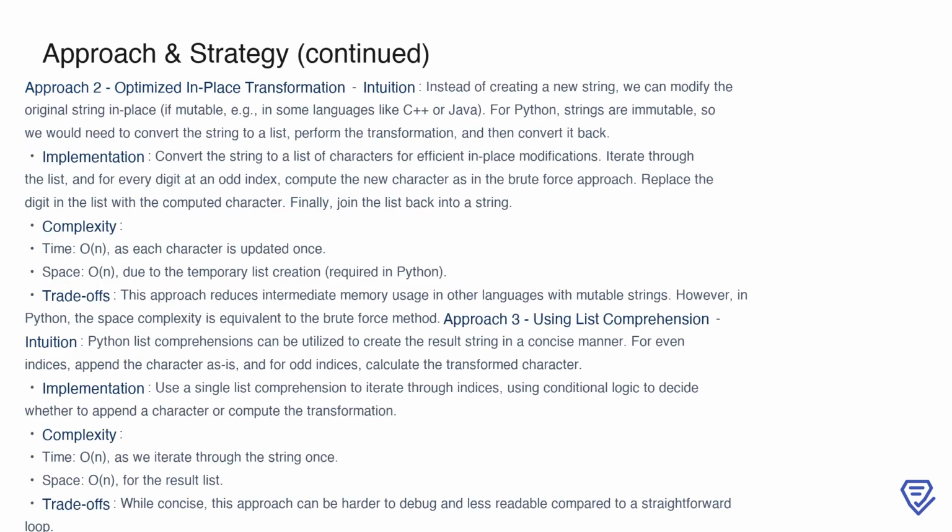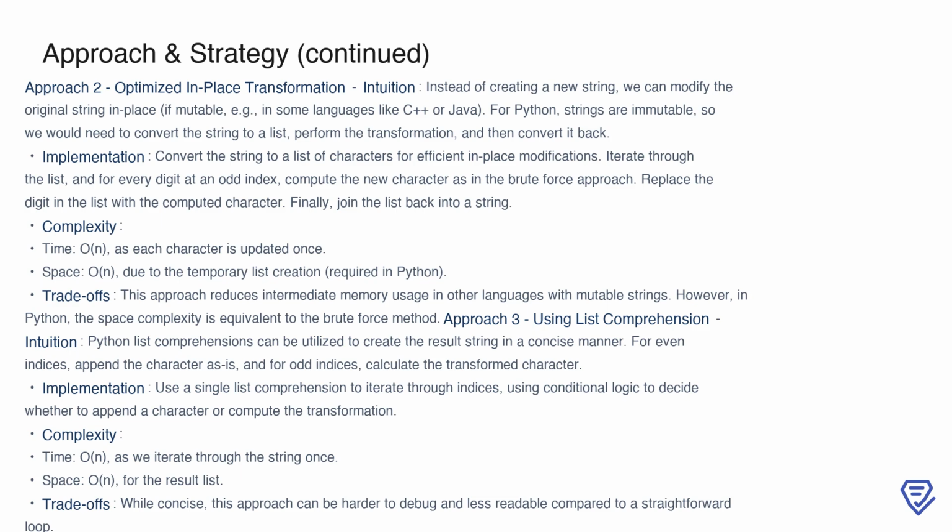An alternative approach involves optimizing for in-place transformations. Instead of constructing a new string, we can modify the original string directly in place, assuming the string is mutable, as it is in languages like C++ or Java. For Python, strings are immutable, so we would first convert the string into a list of characters, perform the transformations, and then join the list back into a string. The implementation involves iterating through the list, and for each digit at an odd index, we compute the new character in the same way as the brute force approach.